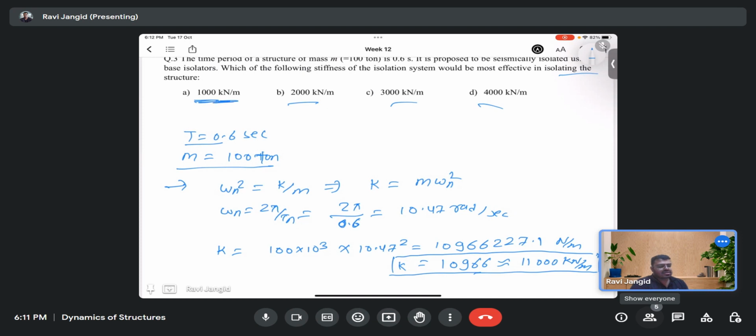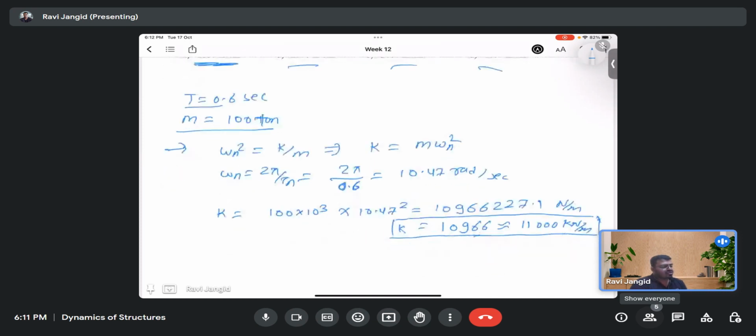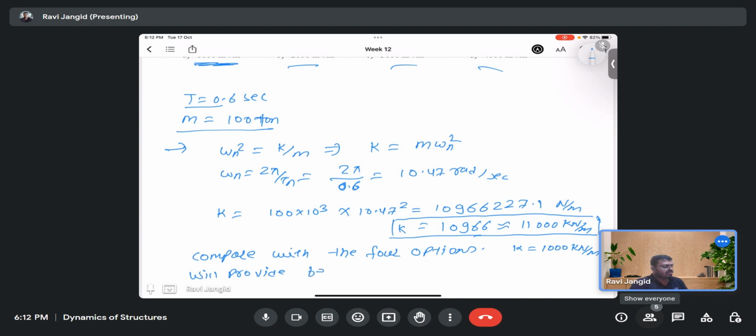Okay, so if we compare with all the available four options, K equal to 1000 kilonewton per meter will provide a better isolation system.